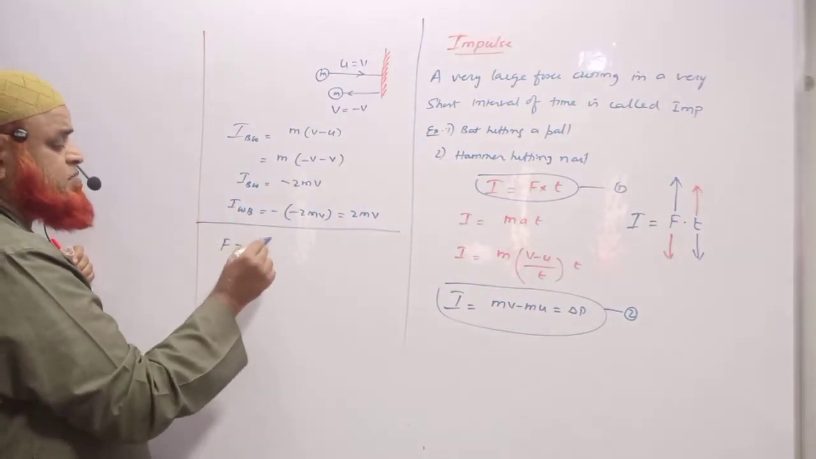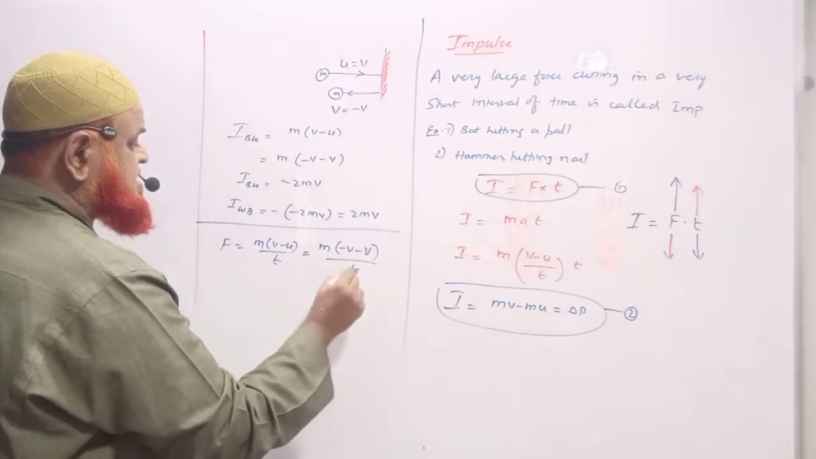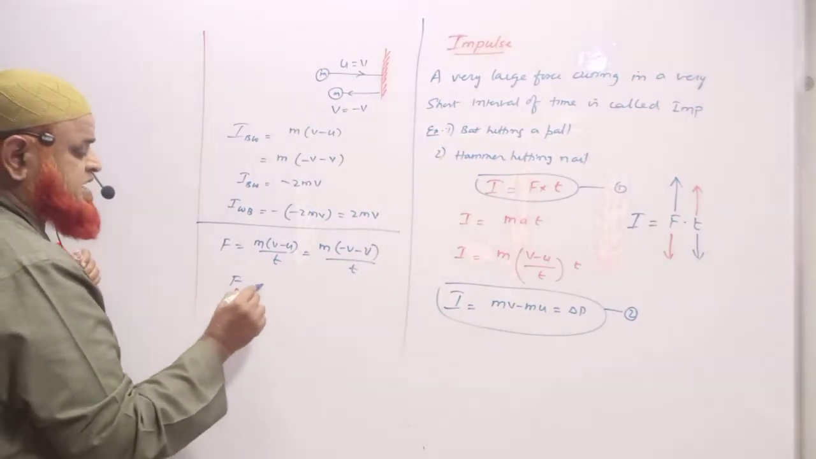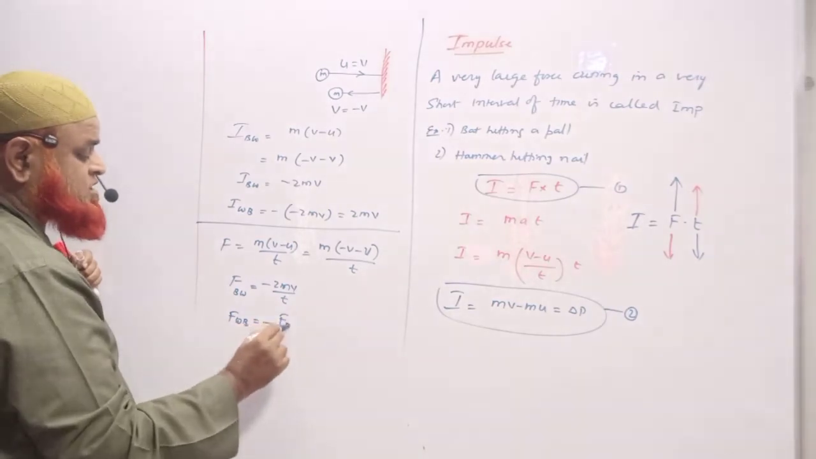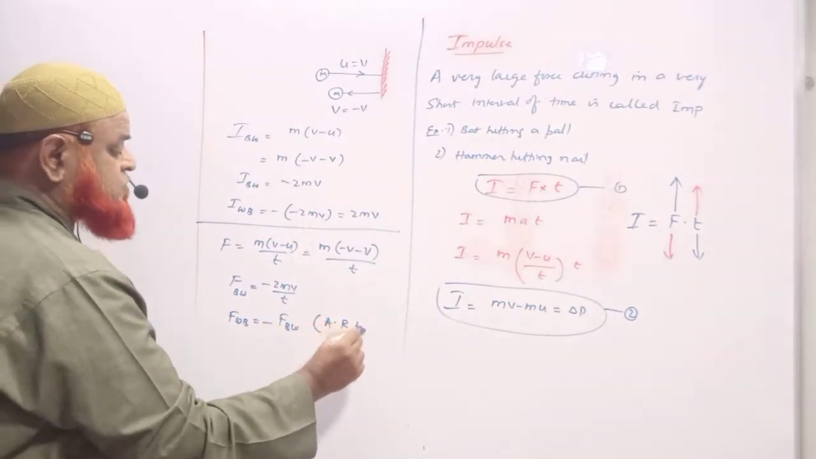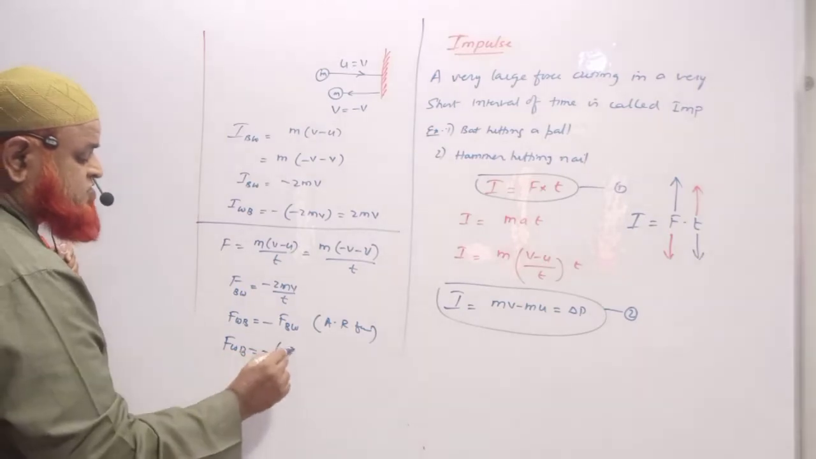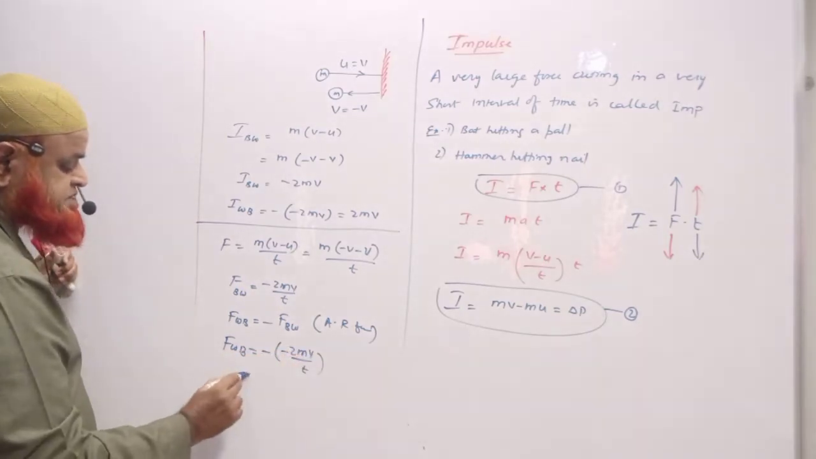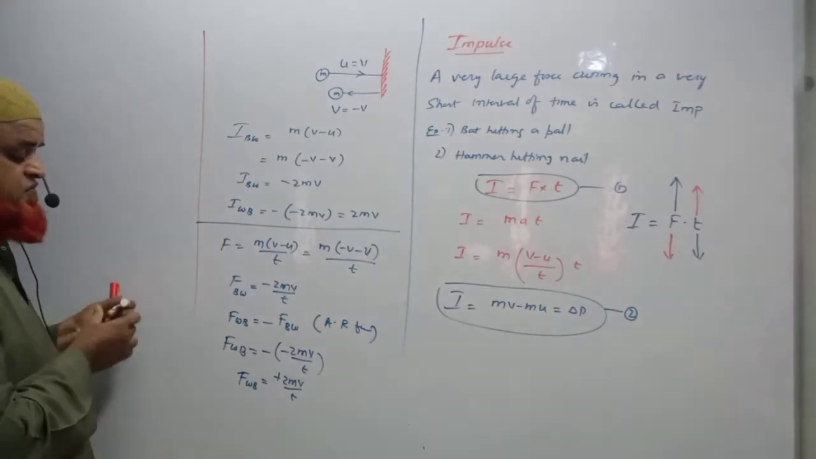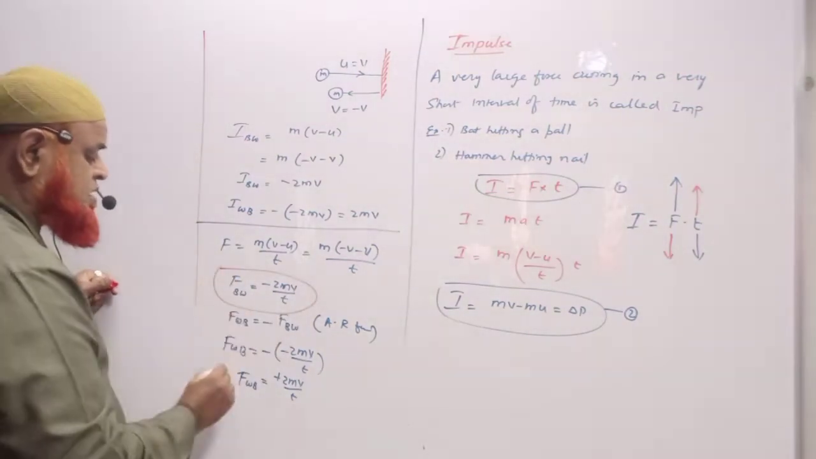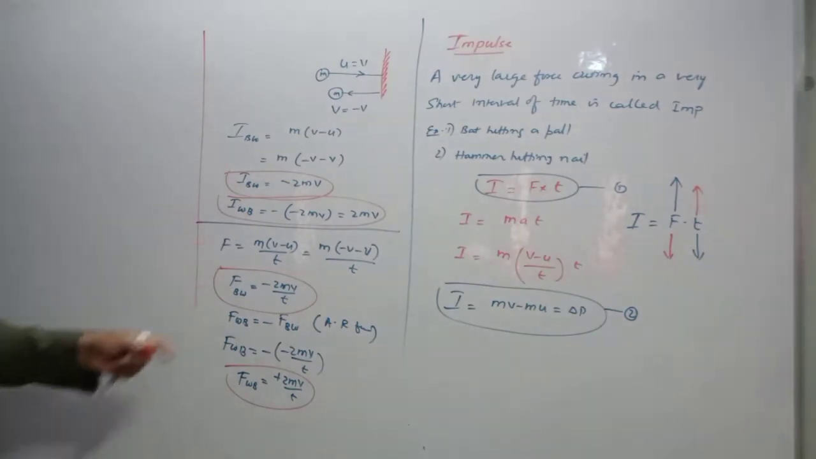Force is nothing but m into (v minus u) by t. Therefore, the force of the ball on the wall is taken as minus 2mv by t. And the force of the wall on the ball is equal to minus of the force of the ball on the wall. These are called action-reaction forces. Both are equal and opposite. Therefore, the force of the wall on the ball is equal to minus of minus 2mv by t, which is plus 2mv by t. Okay? This is called the force of the wall on the ball. Here also, this is the impulse. So this is about that.